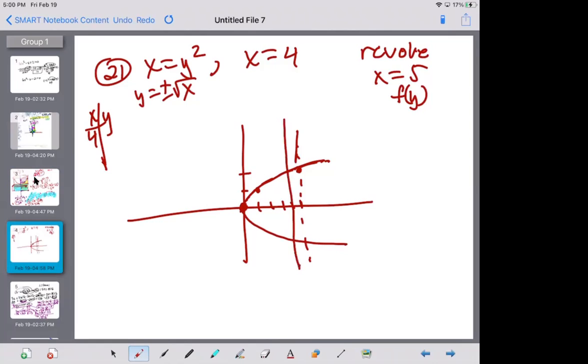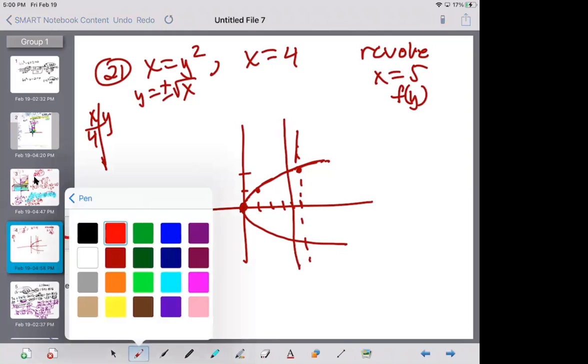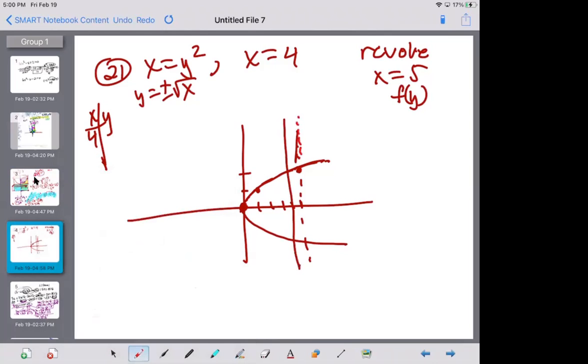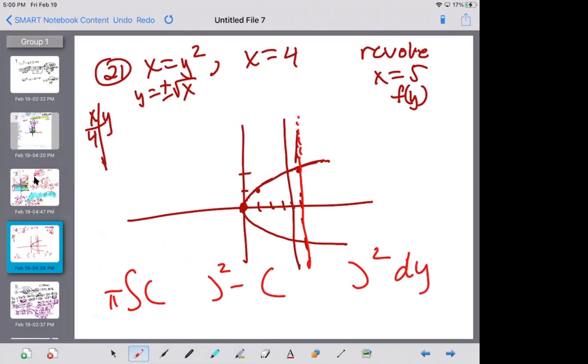And so this is going to be washers because we're going around the line x equals 5. So we're going along this line right here. All right, so it's not touching the line, so we're going to have washers. So the easy way to do it is you're going to go right. You're going to set up your washers. I'm going to do it in terms of y. Also, watch this really carefully.